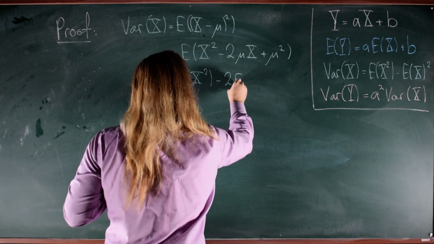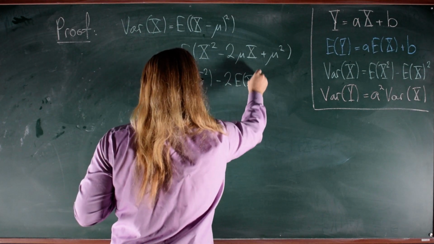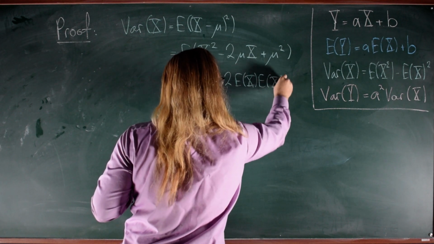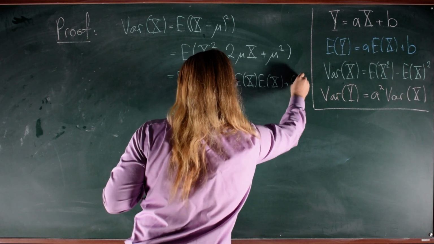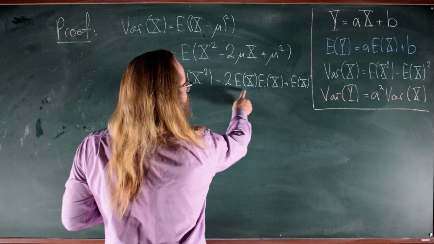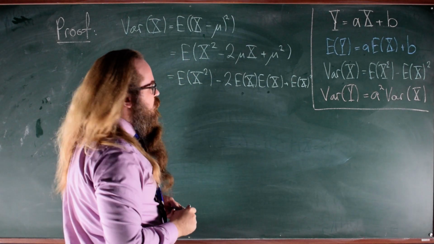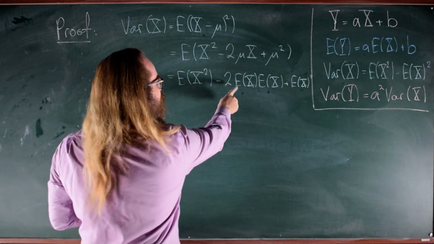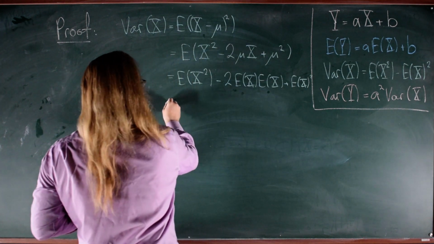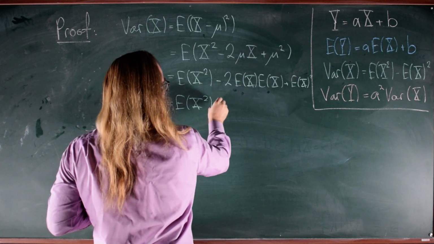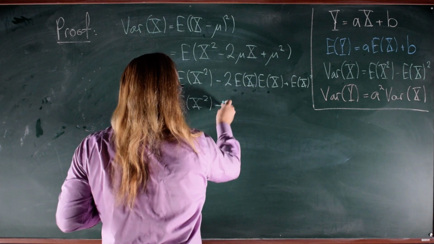Well, mu is simply the expected value of x, as I already said. And then I get the expected value of x here, plus mu squared. But the expected value of x multiplied by itself is just the expected value of x squared, just like this term. But I have two of these and just one of these, which means we get the expected value of x squared minus just one of these.